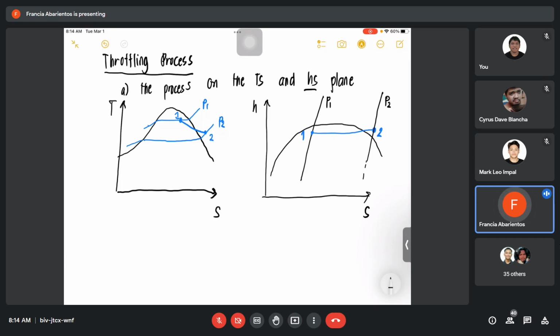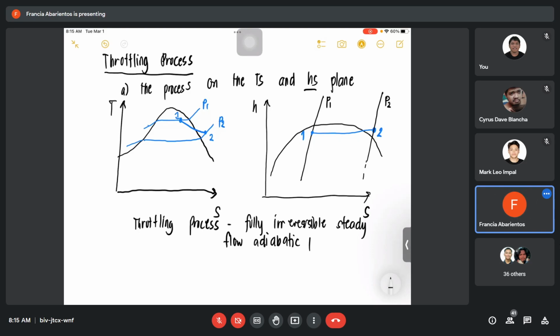and we have no work done here. In a throttling process, it is automatically fully irreversible, steady flow, and adiabatic. That means it also produces no heat and no work is being done. So this is the throttling process.